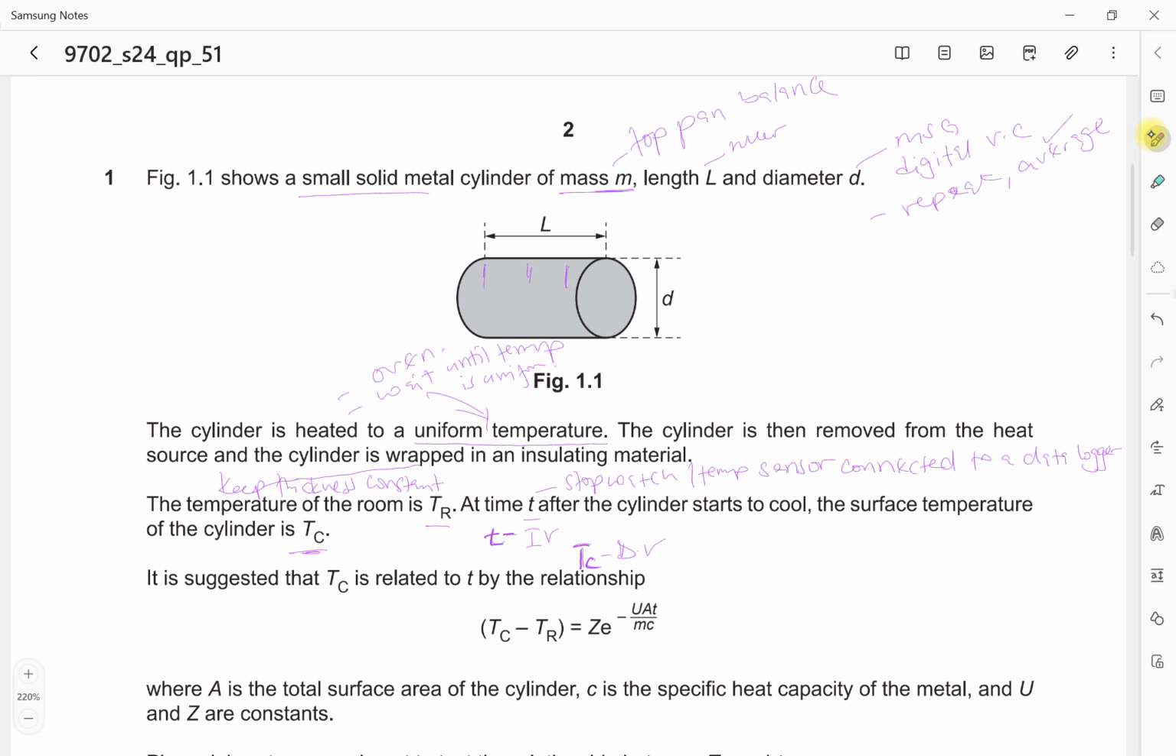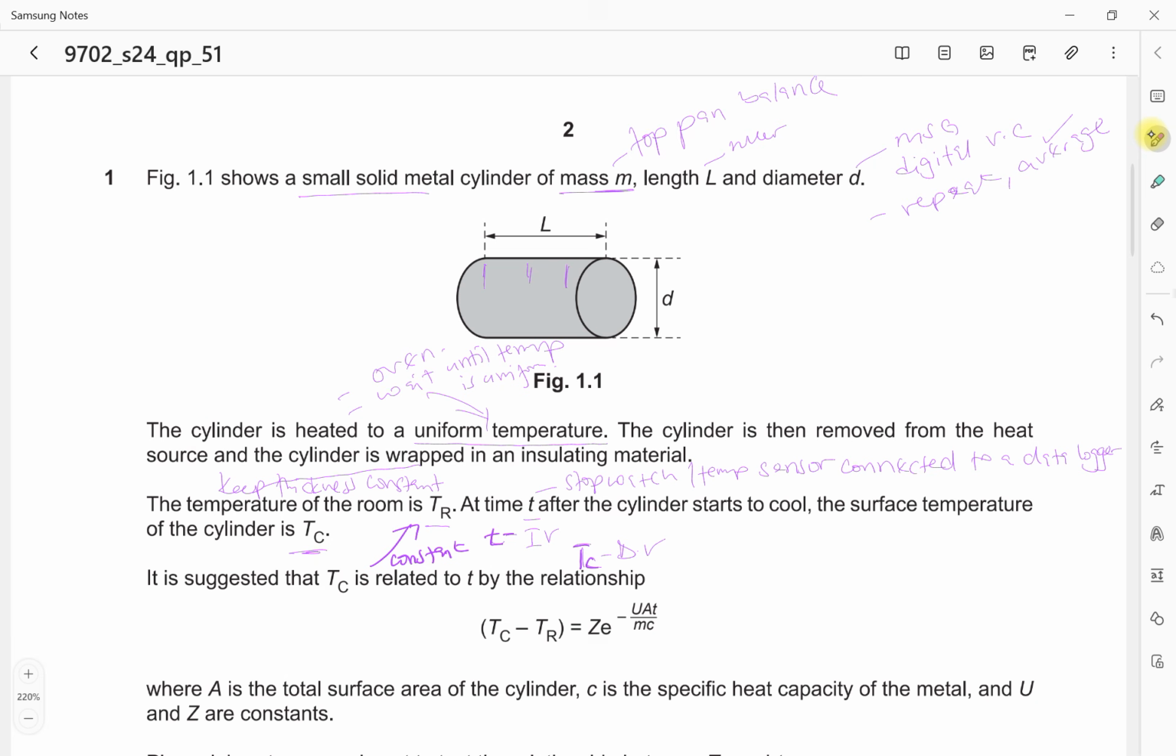Okay. Then remember Tr is the room temperature. So if Tr is the room temperature, I must also make sure that the room temperature remains constant. So I will keep the room temperature constant, or I must ensure that the room temperature remains constant.